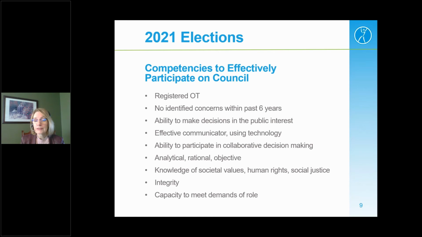We have to take human rights into account when we're making decisions about people, which are occupational therapists, making sure we have a good understanding of human rights and understanding social justice as well. And we certainly will provide training about these things as we go along.